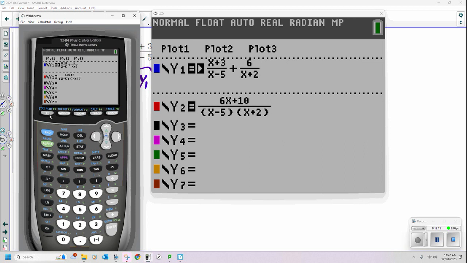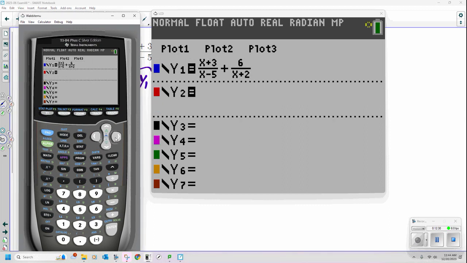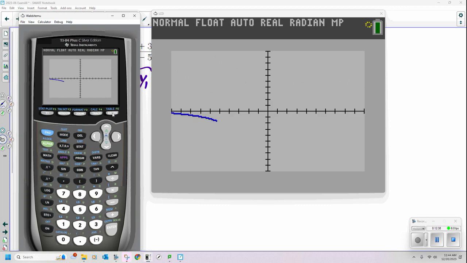X plus 3 over x minus 2 plus 6 over x plus 2. Oh, it's x minus 1. Yeah, that's correct. Dang it. Look at me go. It's 6 plus 10x. The x is with the 10, not the 6. Oh, man, that was a good catch.